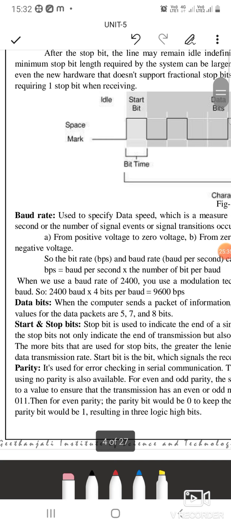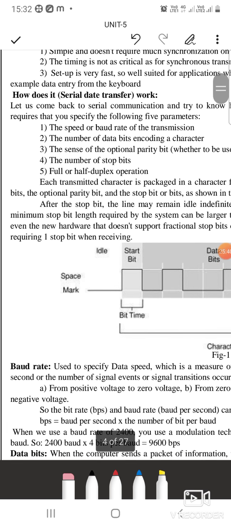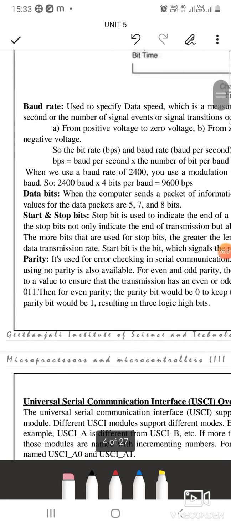The next one is the number of stop bits. What is the number of stop bits? As we have already discussed, the number of stop bits can be 1 bit, or 1.5 bits, or 2 bits. And then the mode of communication you want to use, like full duplex, half duplex, or simplex operation.